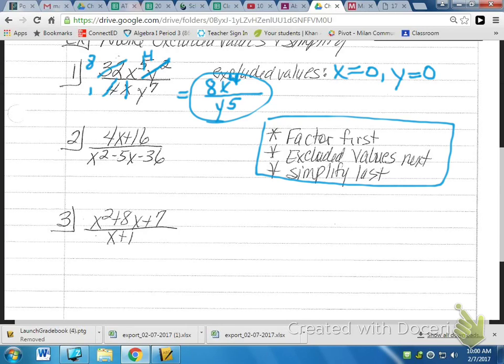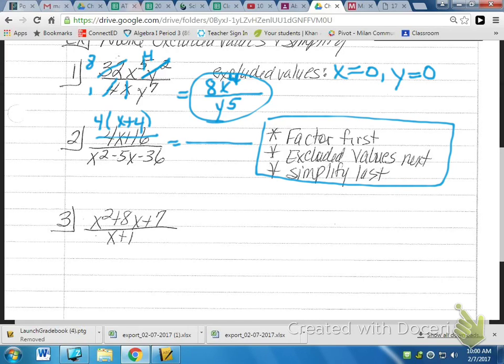Okay, so here's what's going to happen. I've got 4x plus 16 over x squared minus 5x minus 36. Here's what I would do. Right there where it is, the 4x plus 16, is there a greatest common factor? Yes. What is it? 4. So right here, I'm going to say 4, and then I'm going to take times the quantity, x plus 4. So it's no longer 4x plus 16. It's 4 over x plus 4.